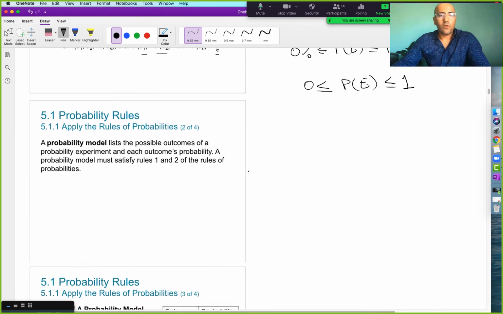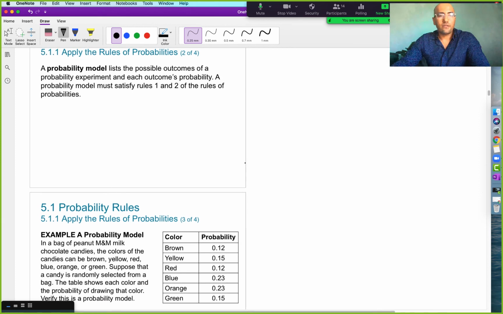Okay, so a probability model lists the possible outcomes of an experiment and each outcome's probability. A model must satisfy rules 1 and 2 of the rules of probability. Okay, so it's kind of like a cheat sheet.